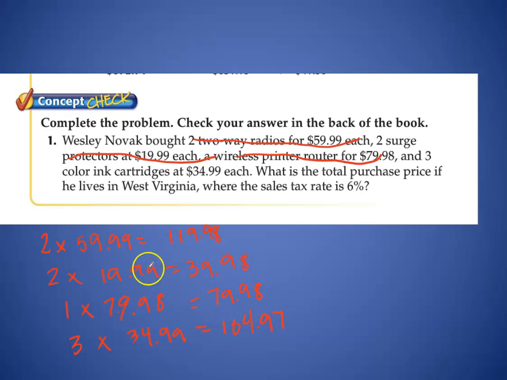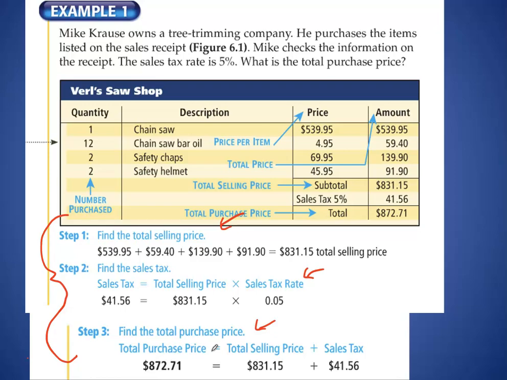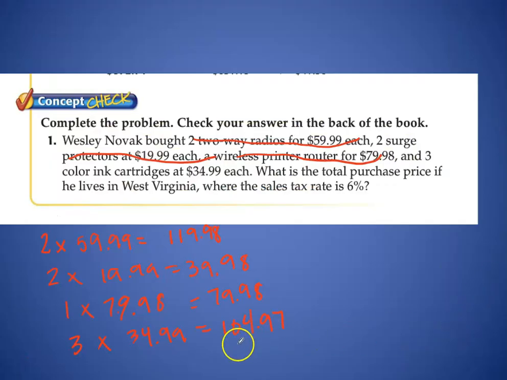Now, why are we writing these out? Because A, if you're taking the test and I see you did this part, but you did the next part right, you get partial points. And B, sometimes you need to double check your work. So it's good to write it down. The next thing I do is find the total selling price. If I add all these up, it is $344.91. Then my step 2 is I find the sales tax.